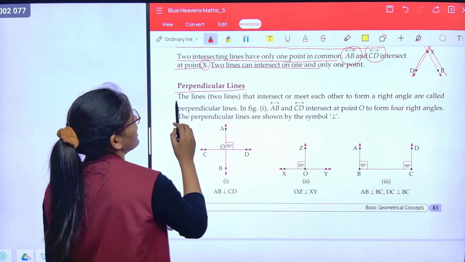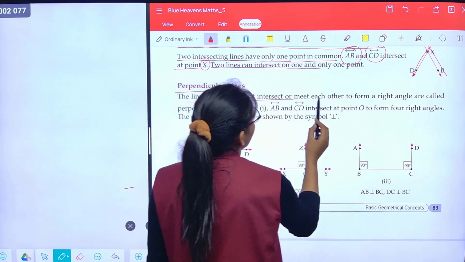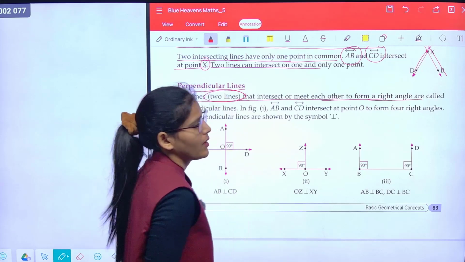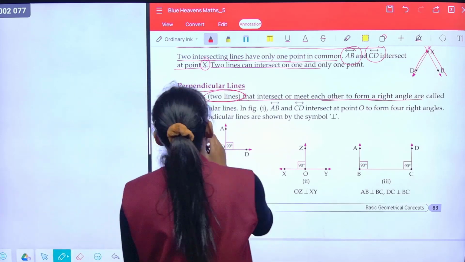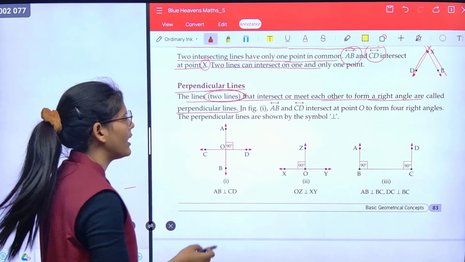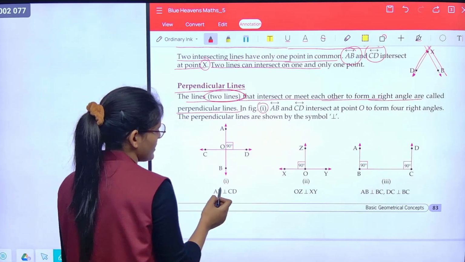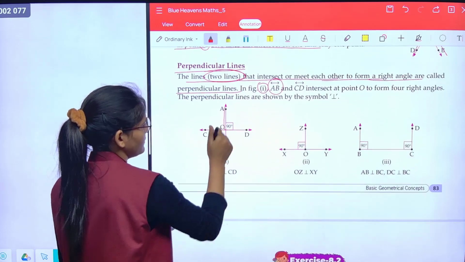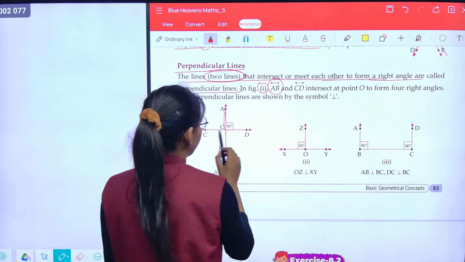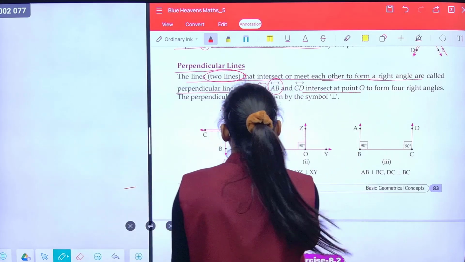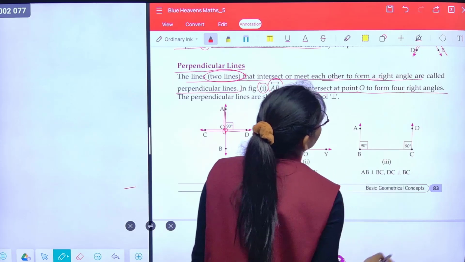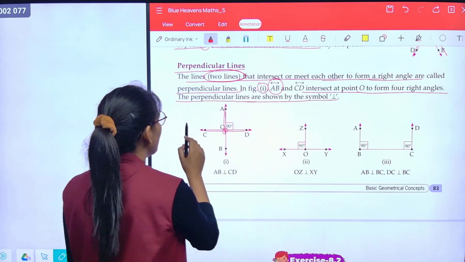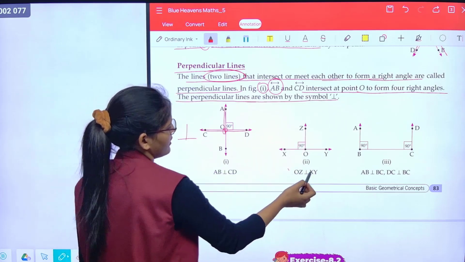Now what are perpendicular lines? Two lines that intersect or meet each other to form a right angle are called perpendicular lines. Class, a right angle is 90 degrees, as in figure 1. AB is a line and CD intersects it at point O to form four right angles. The perpendicular lines are shown by the symbol this. Understand? Class, as shown here.